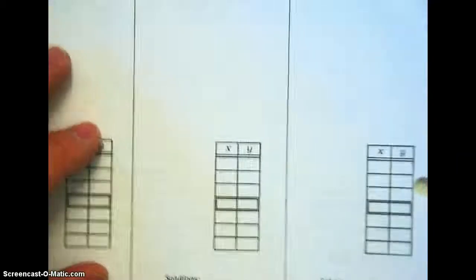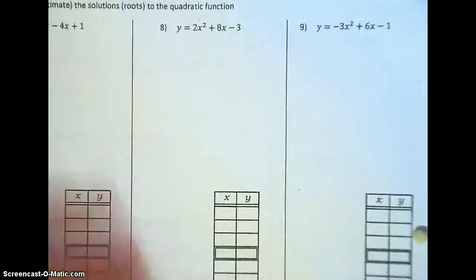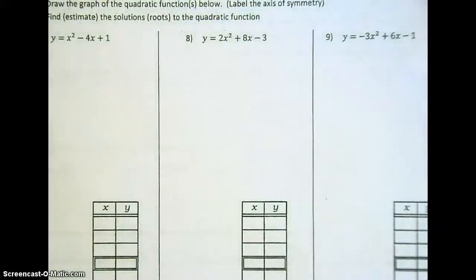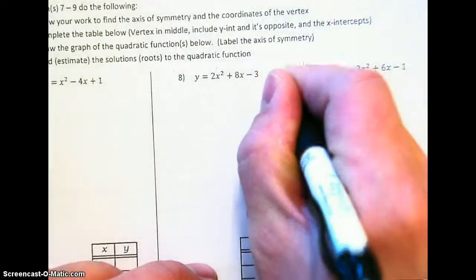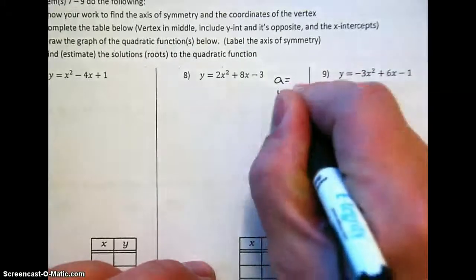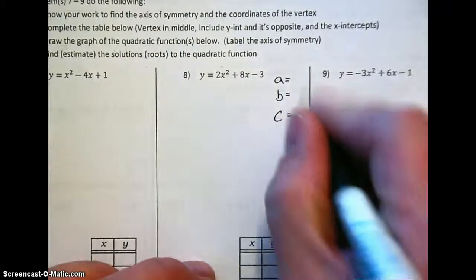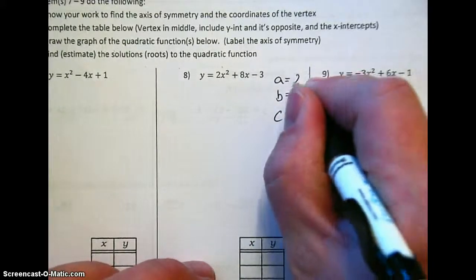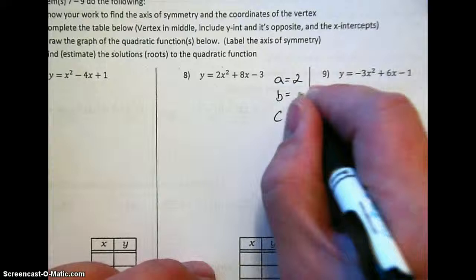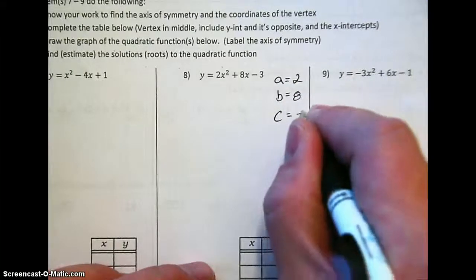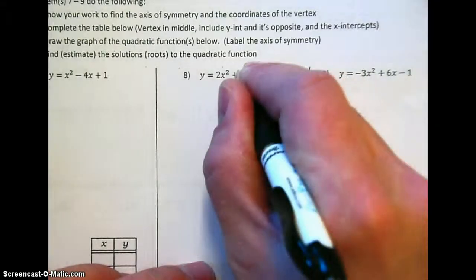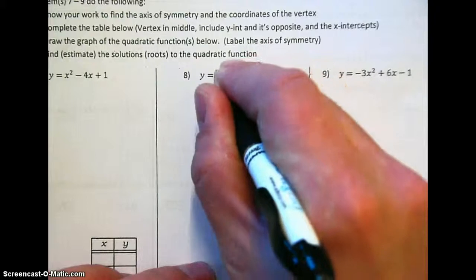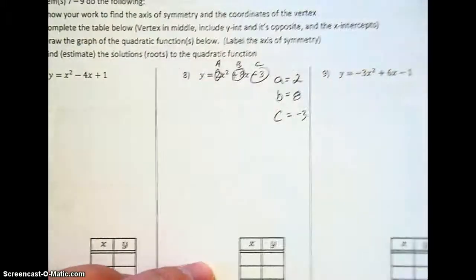All right, let's take a look at number 8 this time. Go ahead and compare with your neighbor what you got. What's the first thing you did? Identify A, B, C. So A equals, B equals, and C equals. Lindsay, what's A equal? 2. Good. What's B? And C? Negative 3. Good. Well done. So there's C, there's B, and there's A. We have it in standard form, ABC.